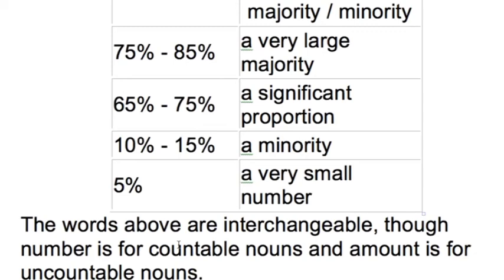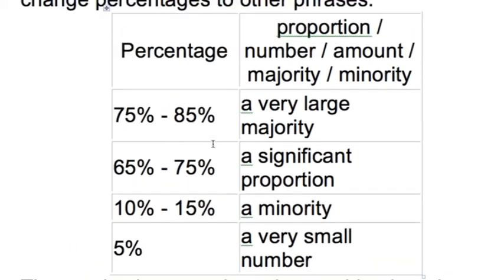So the words above are interchangeable. You can use them interchangeably, though number is for countable nouns and amount is for uncountable nouns, right? So these are the things that you can use. Instead of repeating percent, you can use these words, you can use these phrases, so your writing task would be attractive. I hope you guys would try these words, these phrases in your writing task 1.